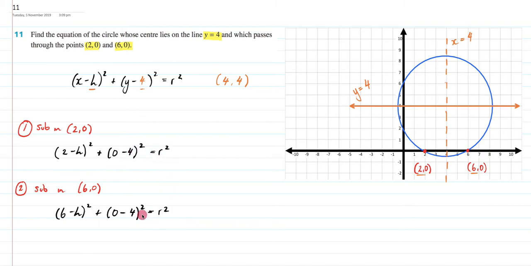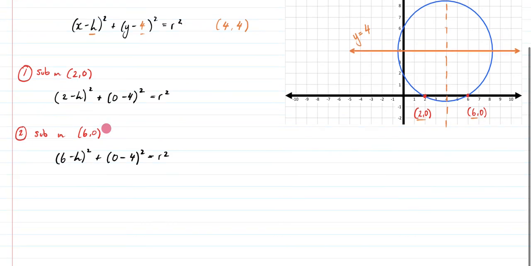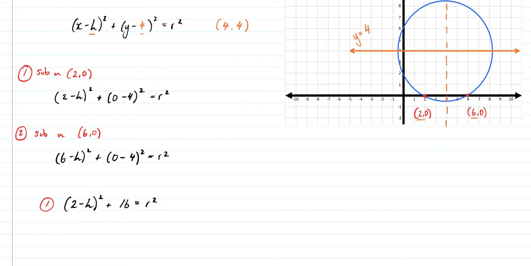So now I have equations 1 and 2, and I need to solve for h. Let me just write them out again right next to each other, and I can simplify them a bit. Equation 1 is going to be 2 minus h squared plus 16 equals r squared, and equation 2 is going to be 6 minus h squared plus 16 equals r squared.